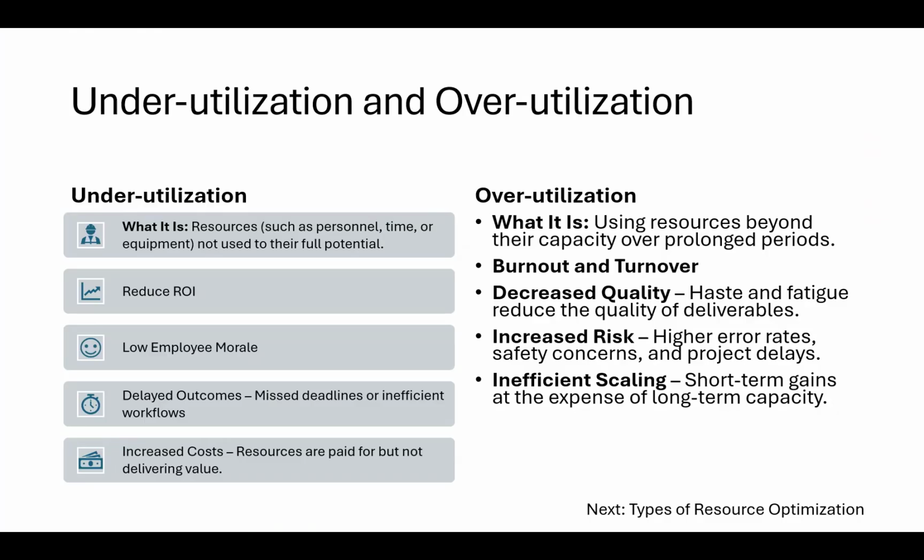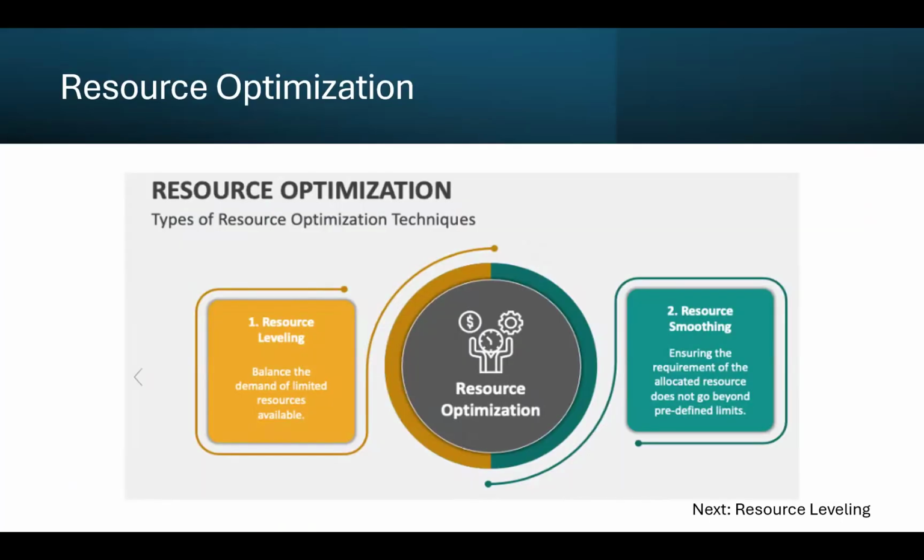And finally, inefficient scaling. Let's look at types of resource optimization. Two main types, resource leveling and resource smoothing. Now, something we could do about this is we could use one of the two, either resource leveling or resource smoothing, or we could use a combination of the two. Let's look at resource leveling.